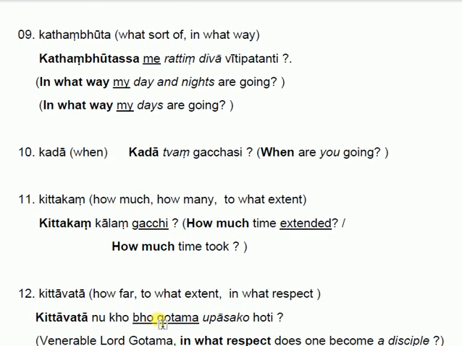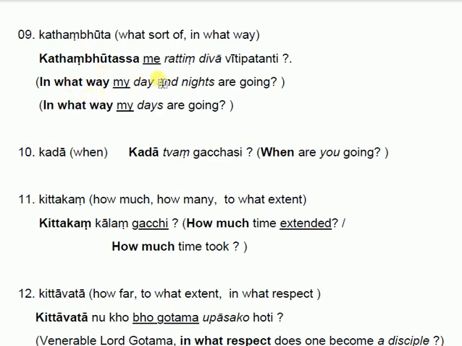Number 9. Katang bhuta. What sort of, or in what way? Here, katang bhutassa me ratting diva vitipatanti. See, katang bhutassa, here katang bhuta is declined into dative case. So that's why katang bhuta becomes katang bhutassa. So katang bhutassa, in what way?